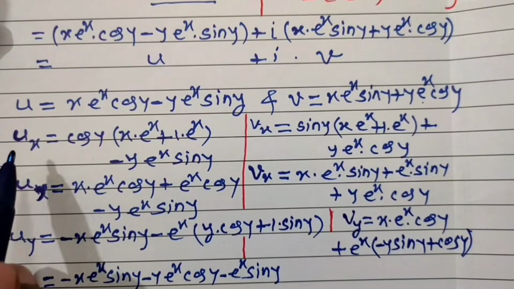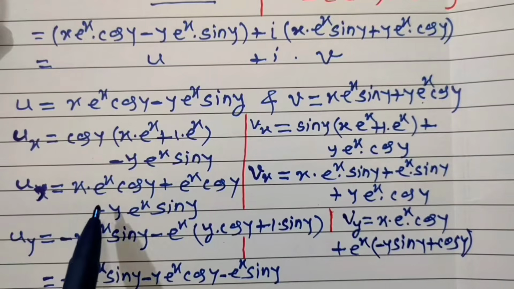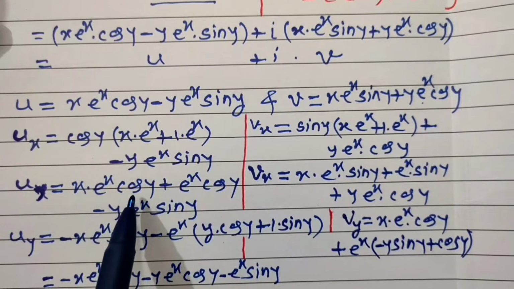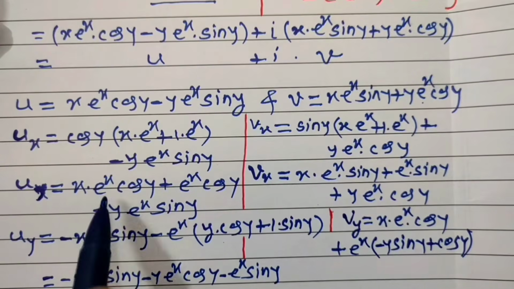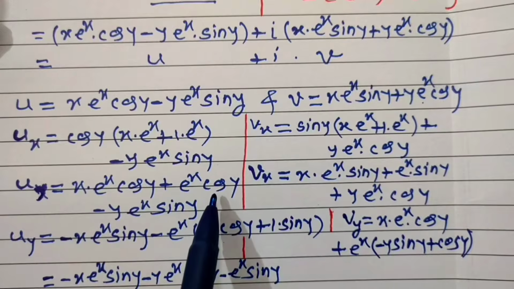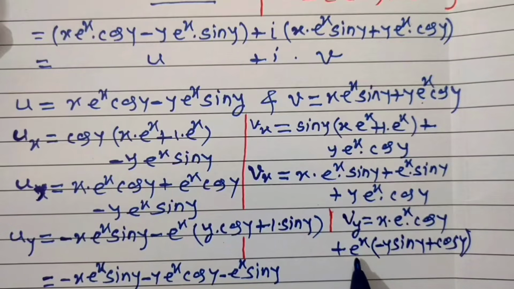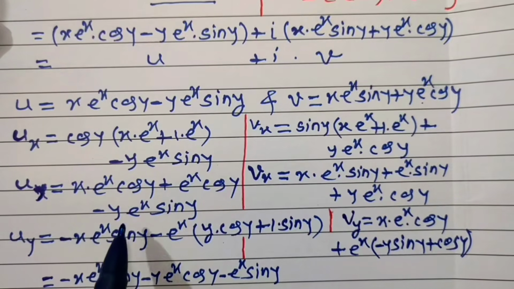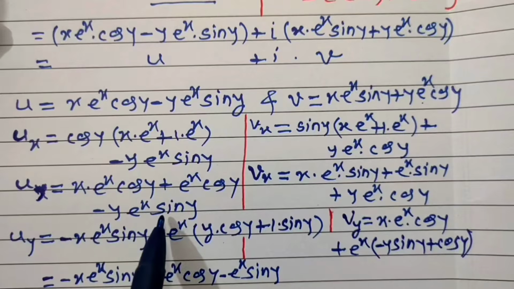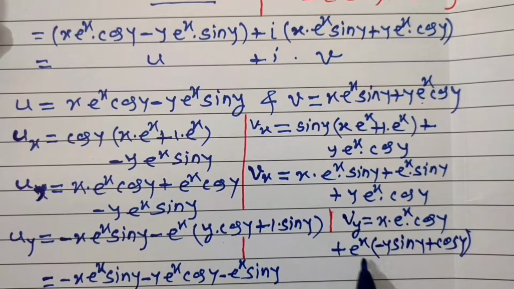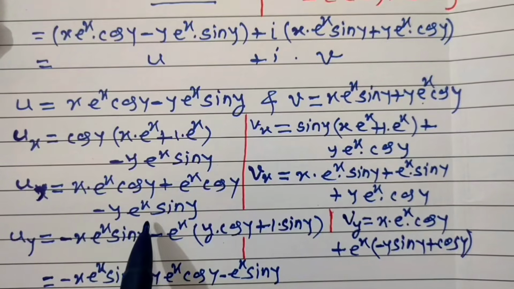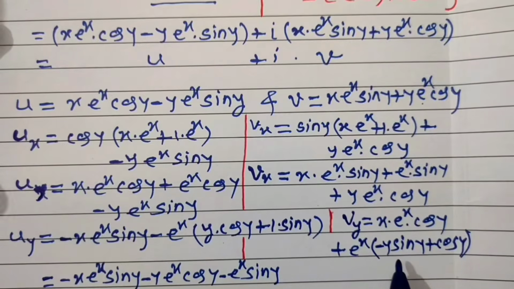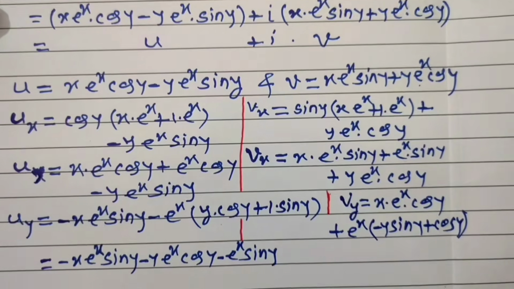Let us compare ux and vy. Ux is this one, x into e to the power x cos y, and here also x into e to the power x cos y. This is same term. Then second term, e to the power x cos y. If we take multiplication of e to the power x with this bracket, then we should get e to the power x into cos y. And third term is minus y into e to the power x sin y. Taking multiplication of e to the power x with this term, minus y e to the power x sin y. Same term. Means from this and this, we can say ux is equal to vy.